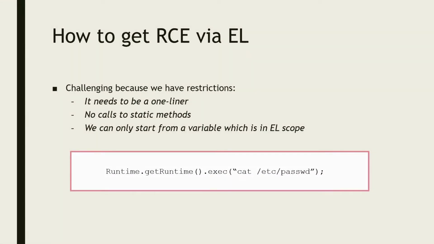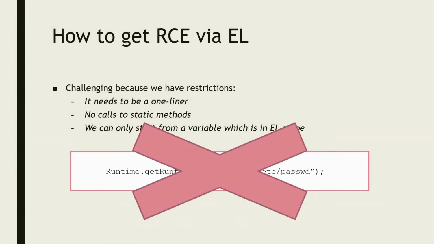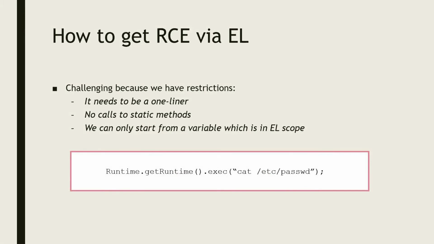So the usual way to get remote command execution in Java is using the runtime library. Do you think this statement is accepted as EL? No, it's not. Why? Well, it's a static method. getRuntime is statically dereferenced from the runtime class. So it's not allowed. So we have to come up with another trick.